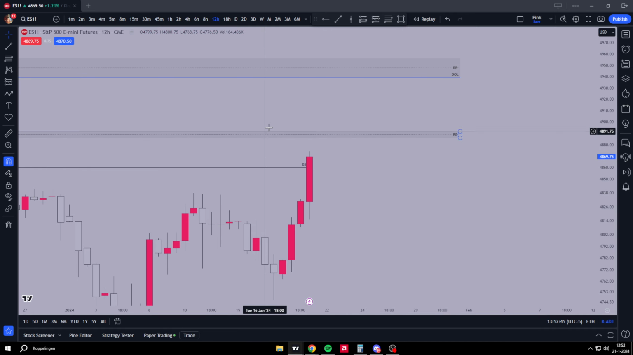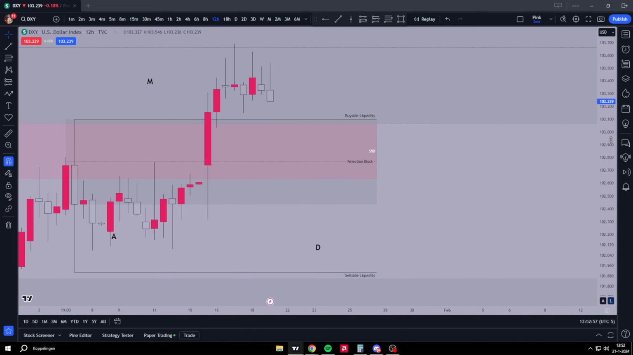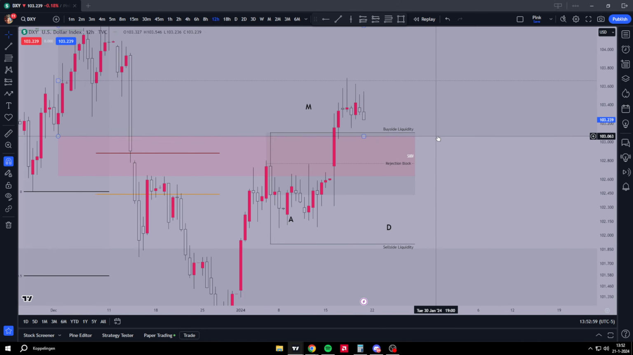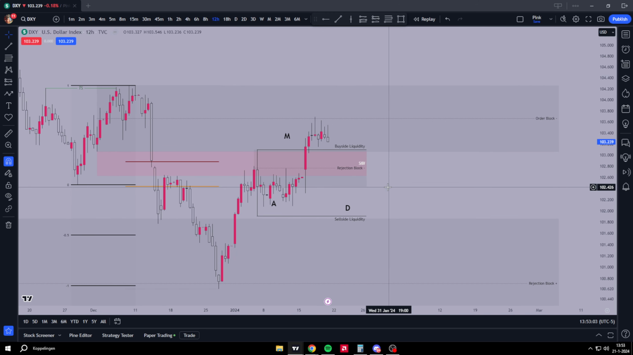Also bullish on the S&P or ES, and fits the Nasdaq, so that's fine. And then where are we gonna go to next? Well, last we're gonna go to DXY, and I predicted this on DXY. And if we're gonna be bullish on Nasdaq and bullish on ES, then what do we want to be on DXY? Well, we want to be bearish on DXY.